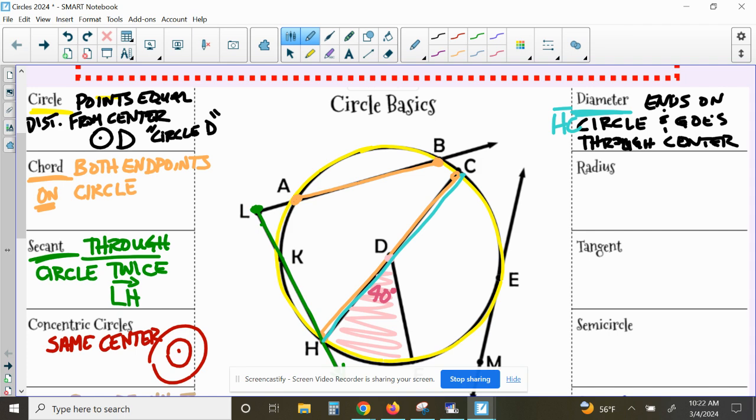Okay, radius. What's that? I'm going to go dark blue. Where's the radius at? Nope, that's circumference, which is the length around. A radius starts in the middle. So it's a segment that goes from the center to the circle.